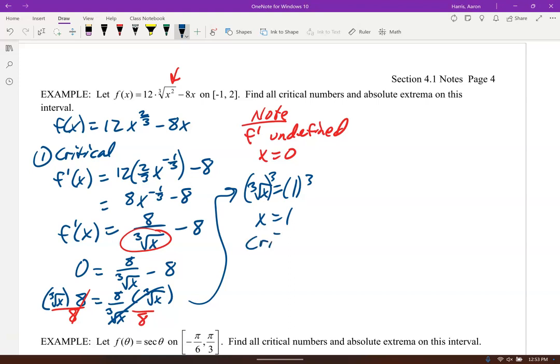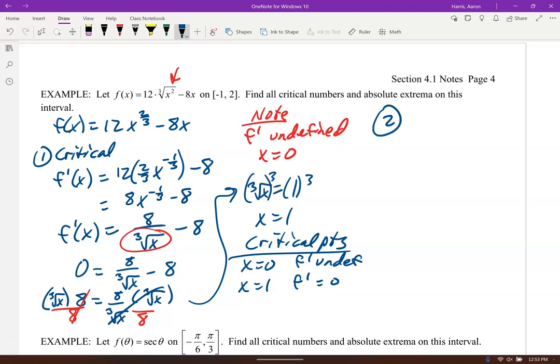So my critical points were x equals 0, where f prime was undefined, and x equals 1, where f prime equaled 0. Notice if you plug 1 back into the original function, it is defined, so both of these are critical points. Let's go on to step 2. I want to plug these in: 0 and 1. Don't forget my endpoints, -1 and 2. I've got to check those two.